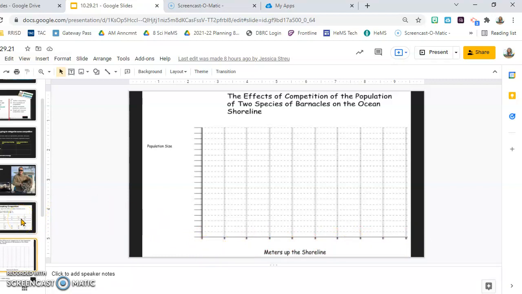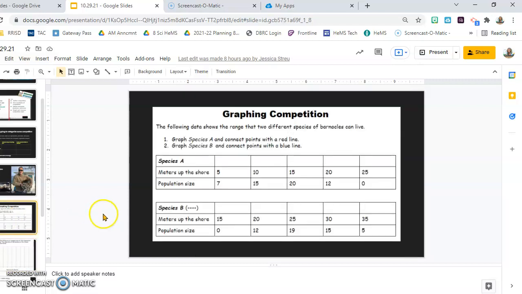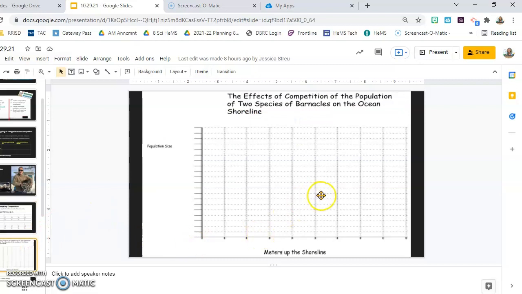Connect the dots. Then you're going to go back and look at species B, and graph these on their corresponding points. Now the chart says to use a dotted line. So once you connect those dots, you're going to have a really cool graph. And then the center part is one of the things we're looking at.